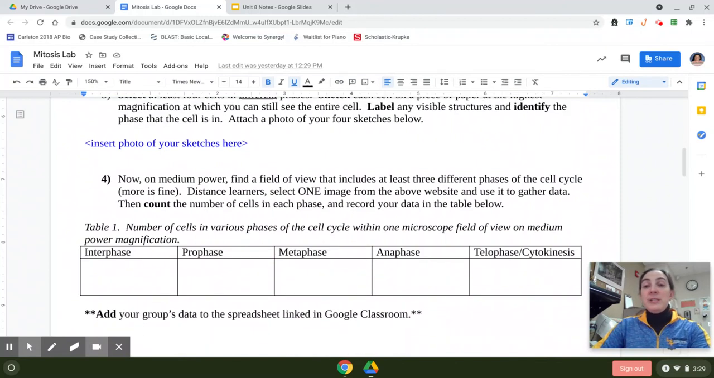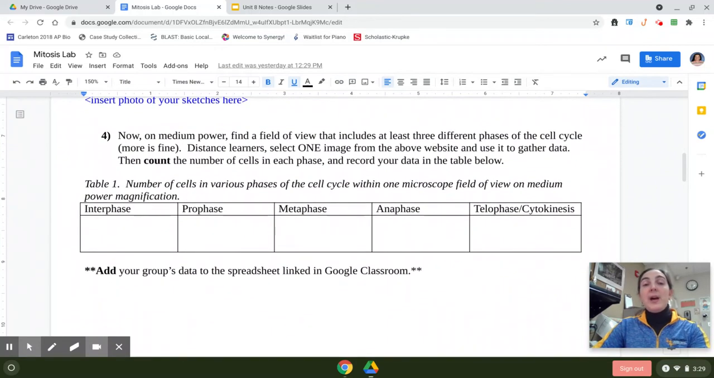The other thing you need to do using those pictures, pick out one of those 4 pictures, and count how many cells are in each of the different phases. I know there's a lot of cells on there. Be as accurate as you can. Probably you should actually count how many are in prophase, metaphase, anaphase, and telophase or cytokinesis. But you can estimate how many are in interphase. Just try and make it as accurate an estimate as you can.